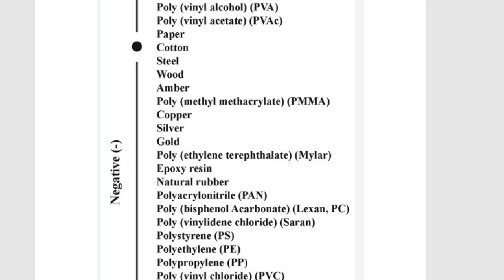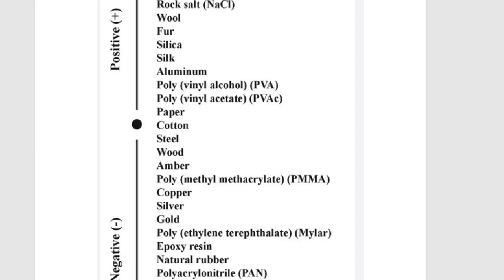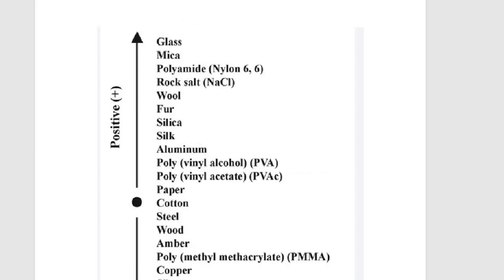So the one that has higher will accept electrons. So it's just important you know the basic ones. These ones I put up in the table are the basic ones which are likely to be asked. Glass, you can see glass is on the topmost section, right? It has very low electron affinity. You can see it's on the positive side.